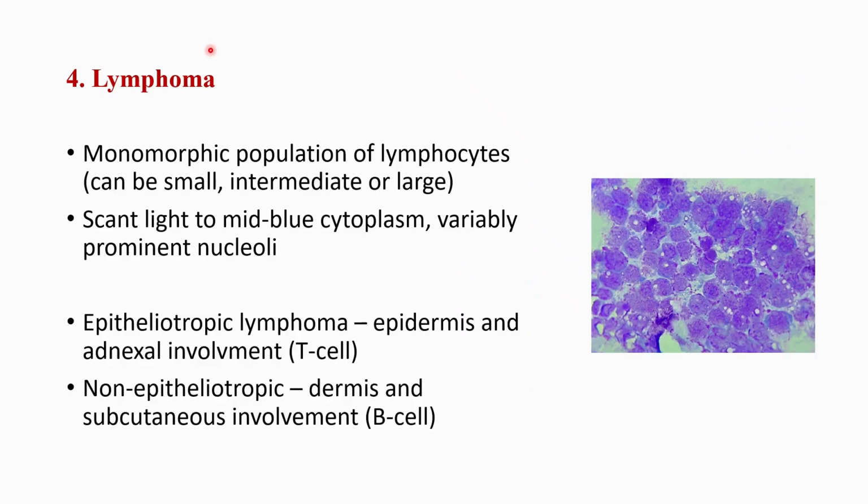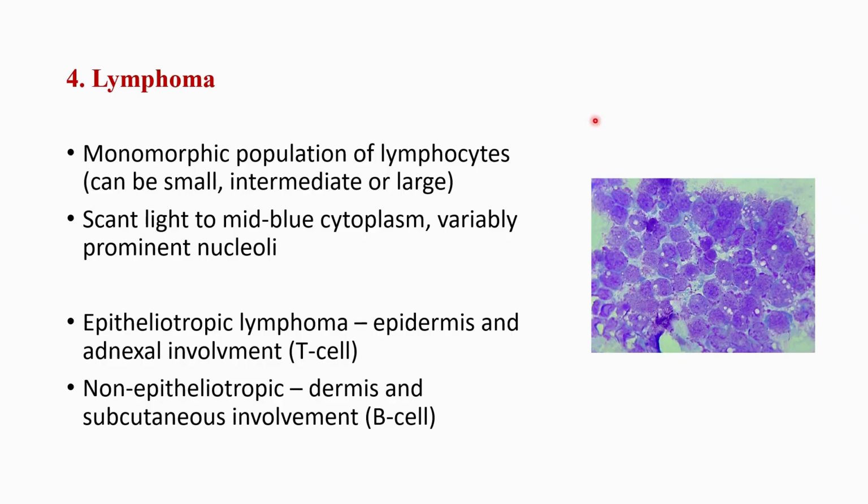Next, let's review the cytological features of cutaneous lymphomas. On aspirates, we typically see a monomorphic population of lymphocytes, meaning the cells look very similar to each other. Depending on the type, they can be small, intermediate or large in size. The cytoplasm is usually scant and light to mid blue, and the nuclei may contain variably prominent nucleoli, especially in intermediate and large cell lymphomas.